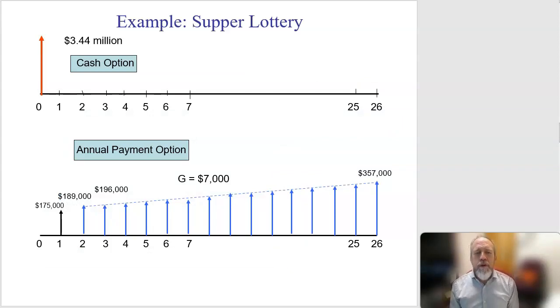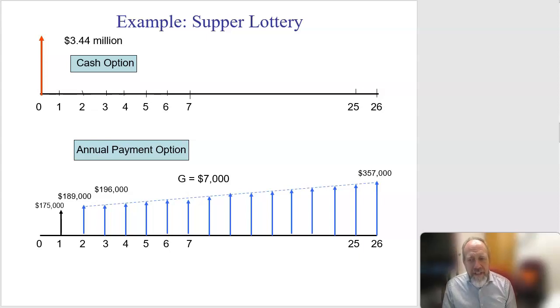So, the concept of the super lottery. Do you want the cash option, or do you want the annual payment option where they say we're going to pay you $175,000 in year 1, and then we're going to increase that value by $7,000 each individual year for 26 years. And if you happen to die before year 26, we'll go ahead and give it to whoever you willed it to. Okay. So which is the better option?